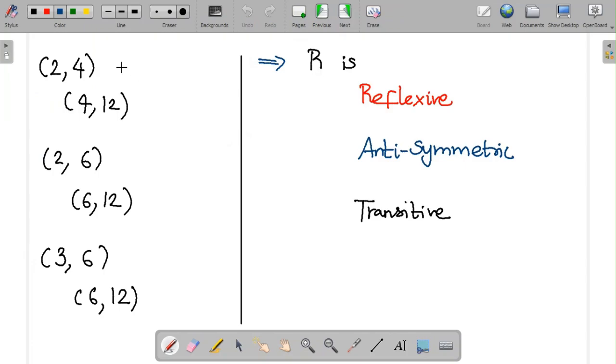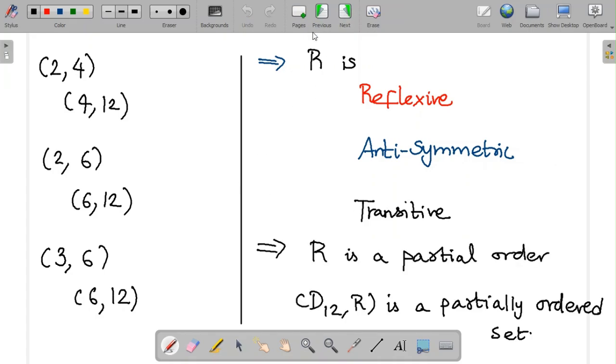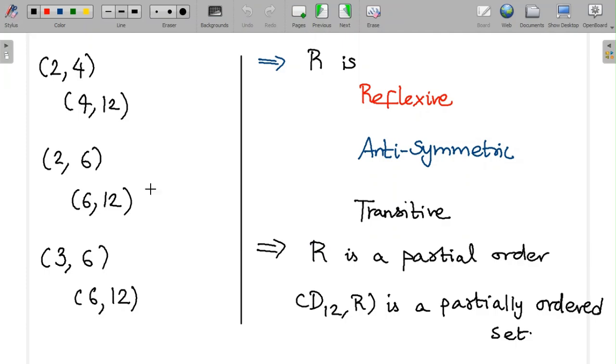So we see that this relation here is definitely reflexive. First condition is met, it is antisymmetric, and it is also transitive. So all three conditions which are to be met for the relation to be a partial order have been met by this given relation, and therefore we observe that our R is a partial order, and this combination of D12 and R is a partially ordered set. That completes subdivision 1 for us. Let's move to the second subdivision.